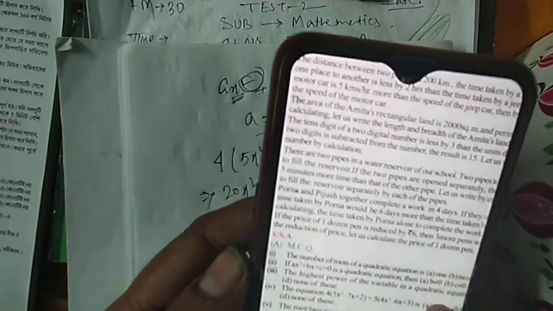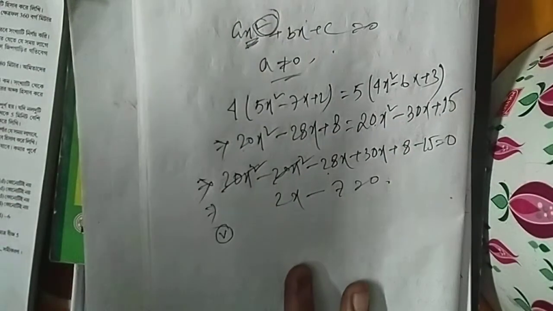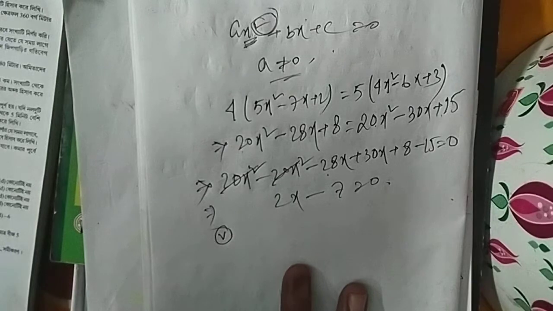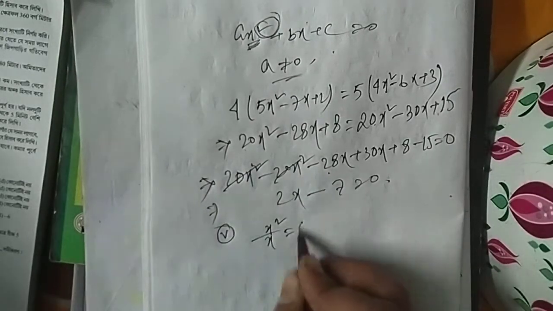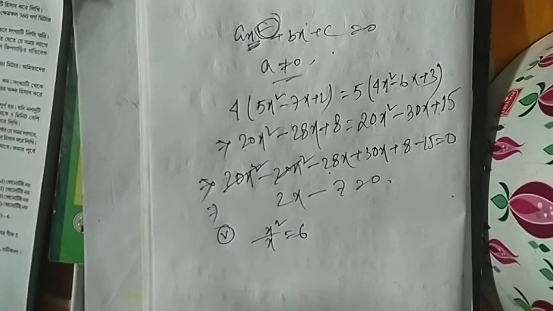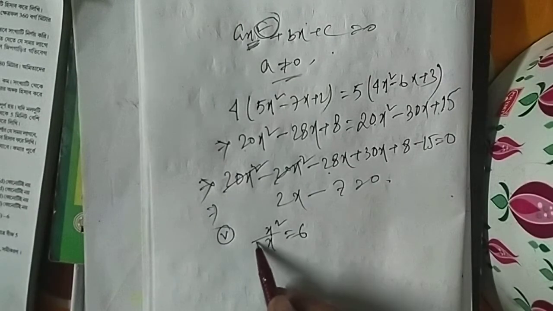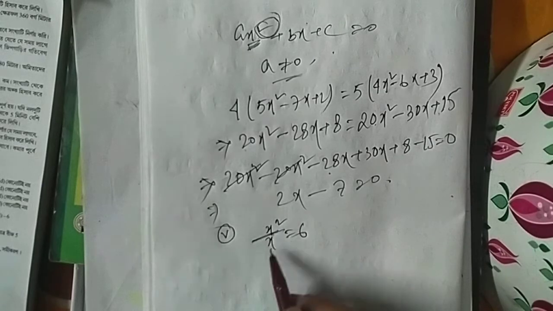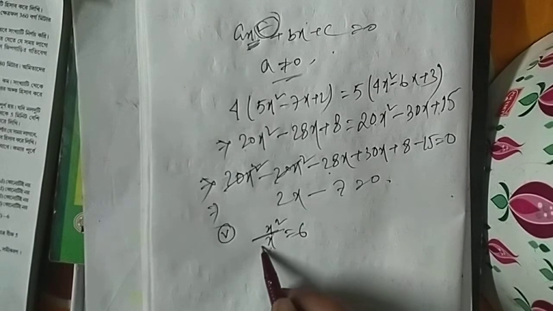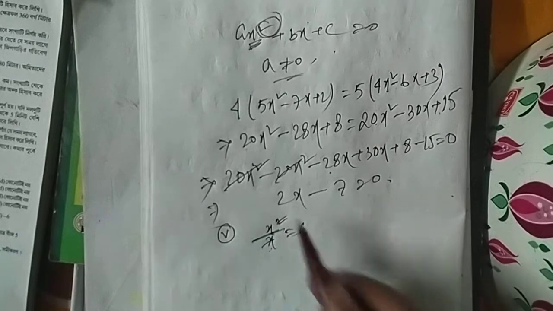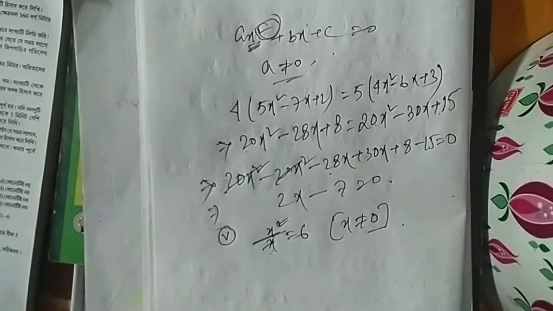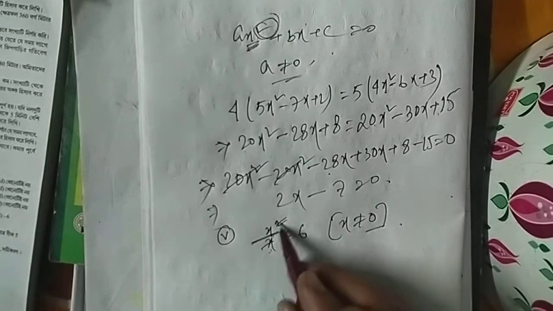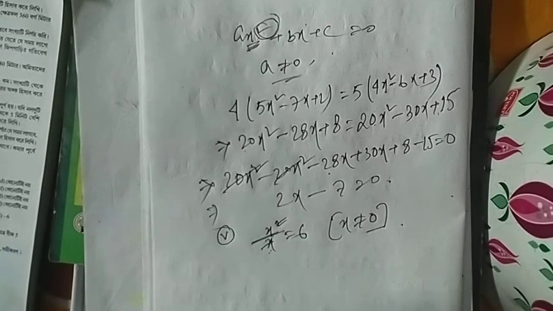Now next, question number 5. Question number 5 is: the root or two roots of this equation will be. Here the equation is x square by x equal to 6. Everyone see that for this case, dividing by x, x will be eliminated when x is not equal to 0. Therefore x and x will be eliminated.